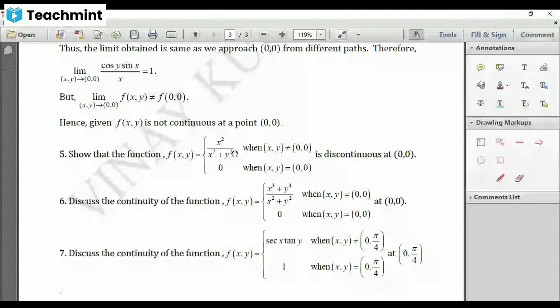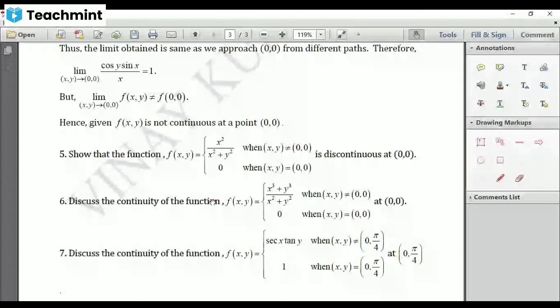here x squared plus y squared is there, right? You can straight away substitute x equal to r cos theta, y equal to r sin theta, and you can solve. Otherwise, you take different paths. Along the x-axis, that is y equal to 0. Along the y-axis, that is x equal to 0. Straight away, you will get the answer.